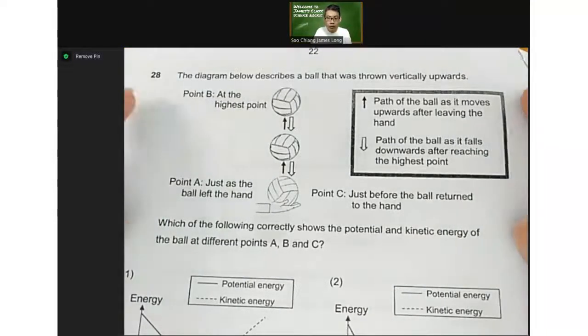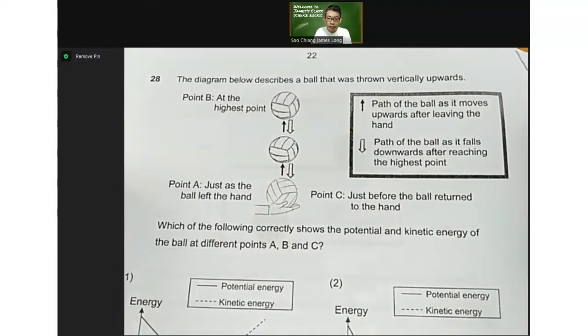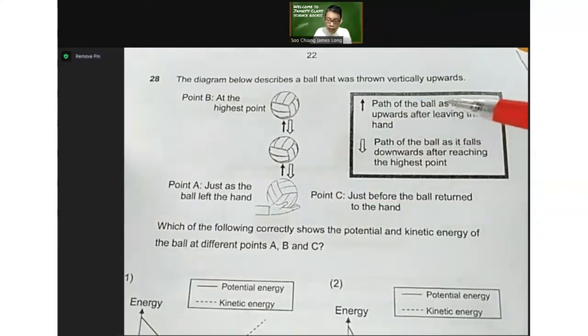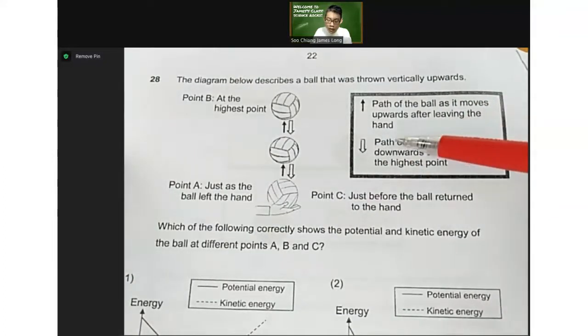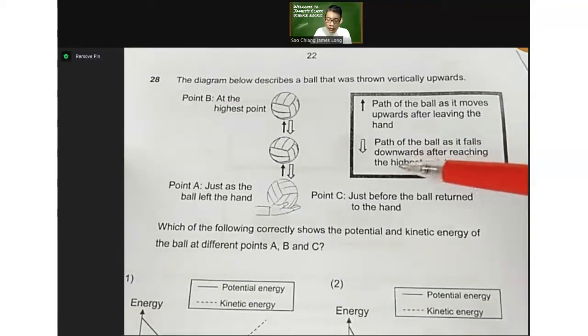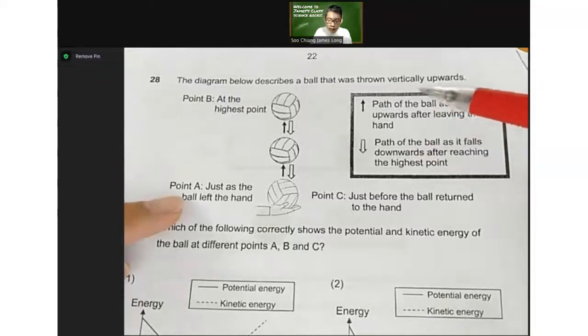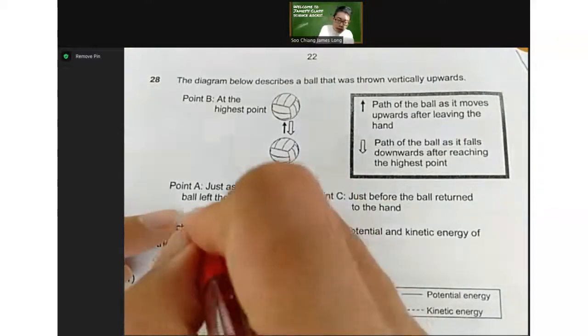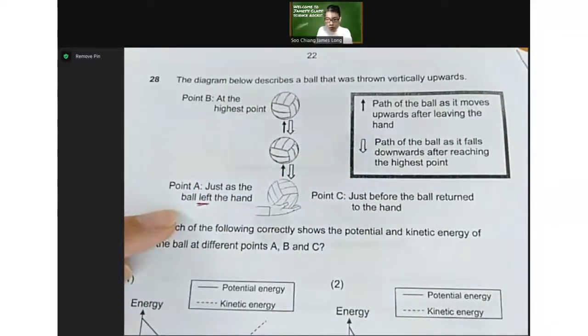Pause, understand this situation first. When the ball was here at first, notice the black arrow means the path of the ball as it moves upwards after leaving the hand. The white arrow shows the path of the ball as it falls downwards after reaching the highest point. So point A is just as the ball left the hand, so it's no longer touching the hand.